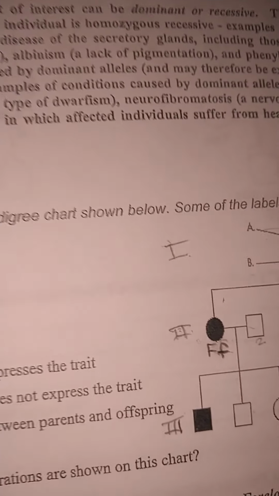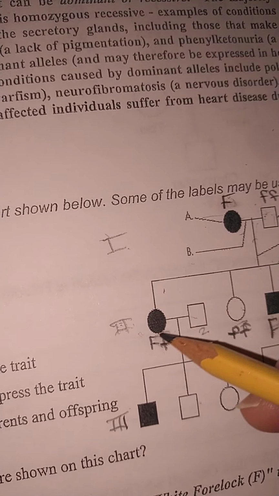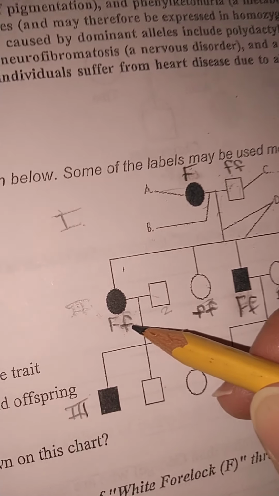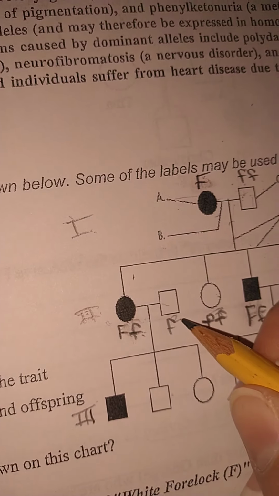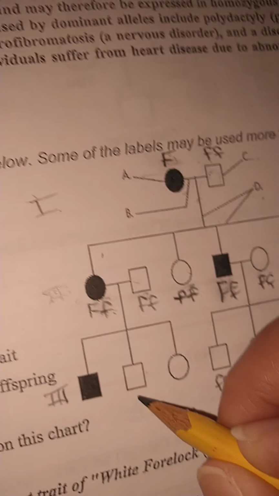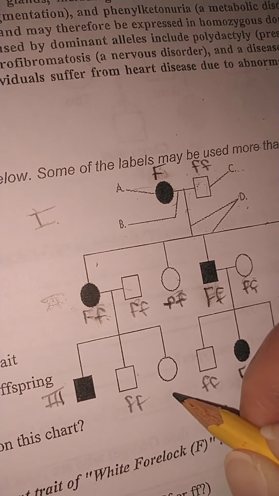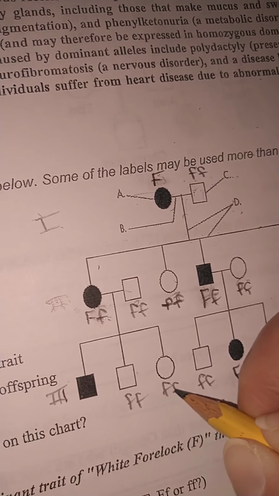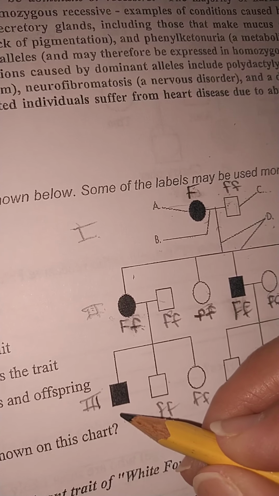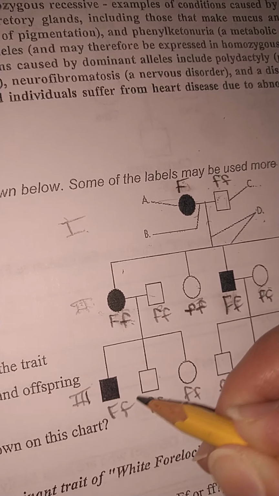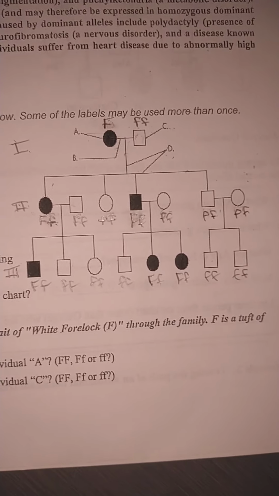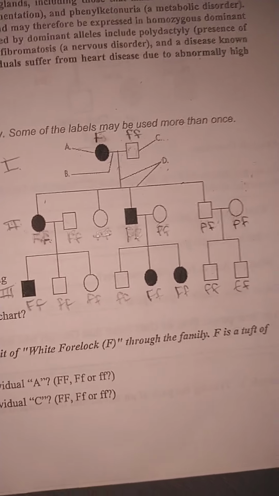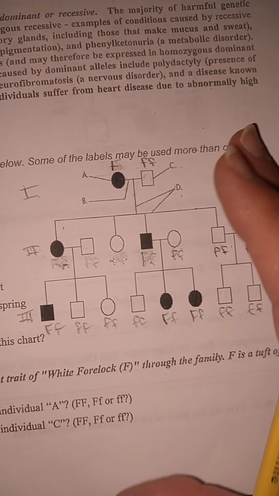And then over here, this daughter got the big F from Mom. Dad can only give a little f, so we know she had to be big F, little f. This person doesn't have the trait, so this person has to be little f, little f. These have to be little f, little f. And this one has the trait, so it has big F from Mom, and Dad can only give a little f. That would be our alleles for this. Not too bad, was it?